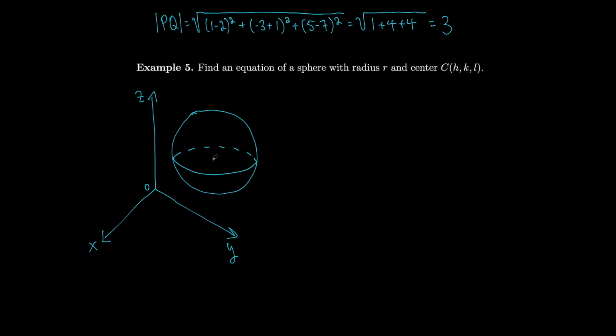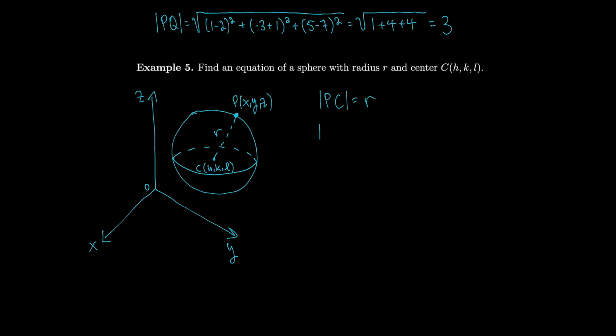So we'll put the center of the sphere over there. We'll say that's C with coordinates h, k, and l. And we will say that the radius of the sphere is r. And then here's an arbitrary point in the sphere P with coordinates x, y, and z. So to get the equation of this thing, its defining characteristic is that the distance from P to C is equal to r. So we could write distance from P to C must be equal to the radius r.